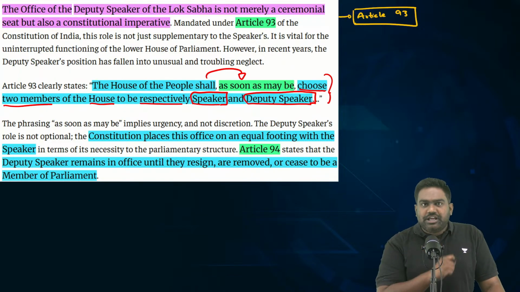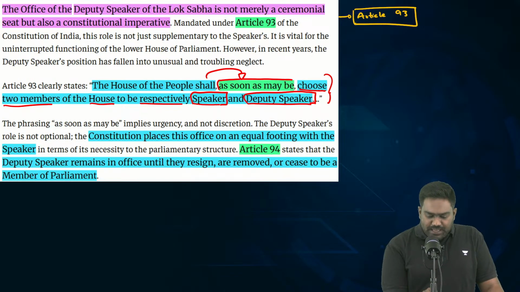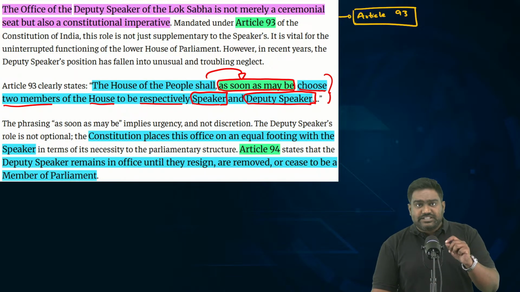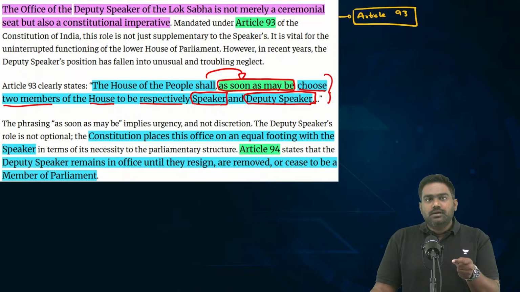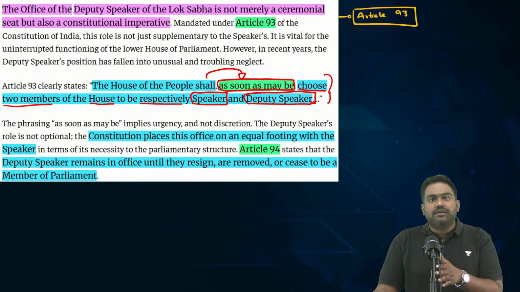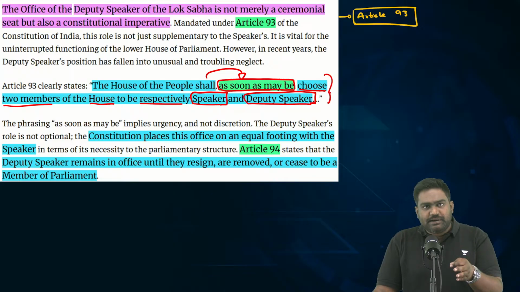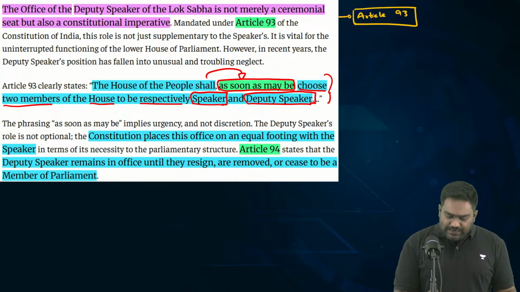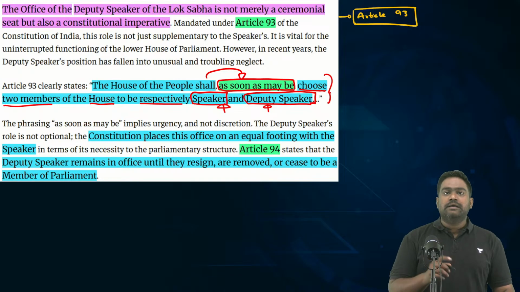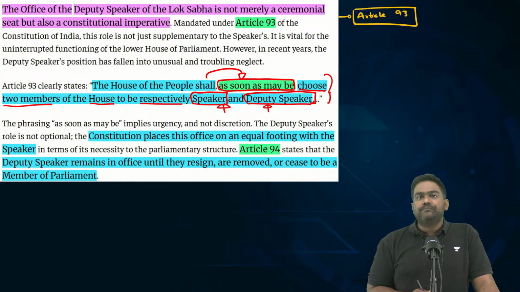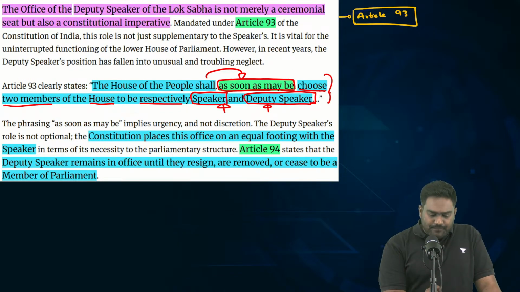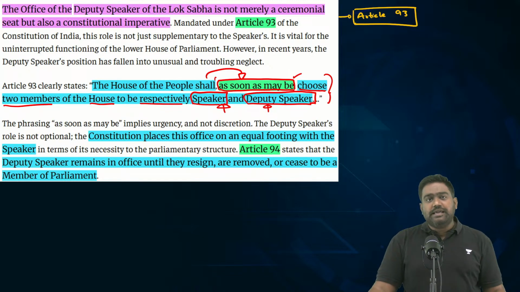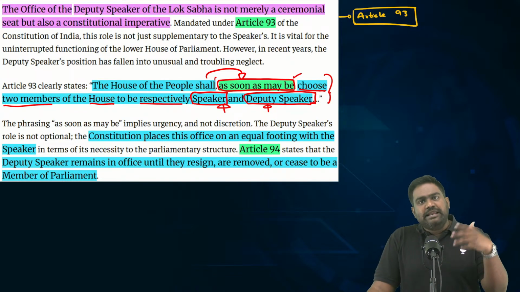And what is the time duration which has been specified? There is no specific time limit, but the article says as soon as may be, meaning there is a sense of urgency attached to it. As soon as possible, ASAP, immediately after the Lok Sabha is constituted, within few days at the maximum, the Speaker and Deputy Speaker have to be elected from amongst the MPs of the Lok Sabha. So, as soon as may be, as envisioned by our constitution makers, doesn't mean you can appoint them anytime you want.